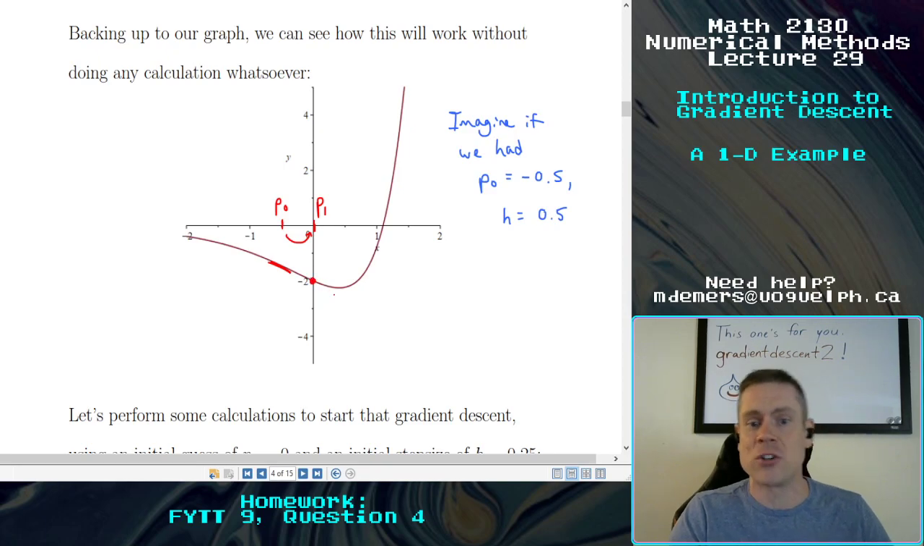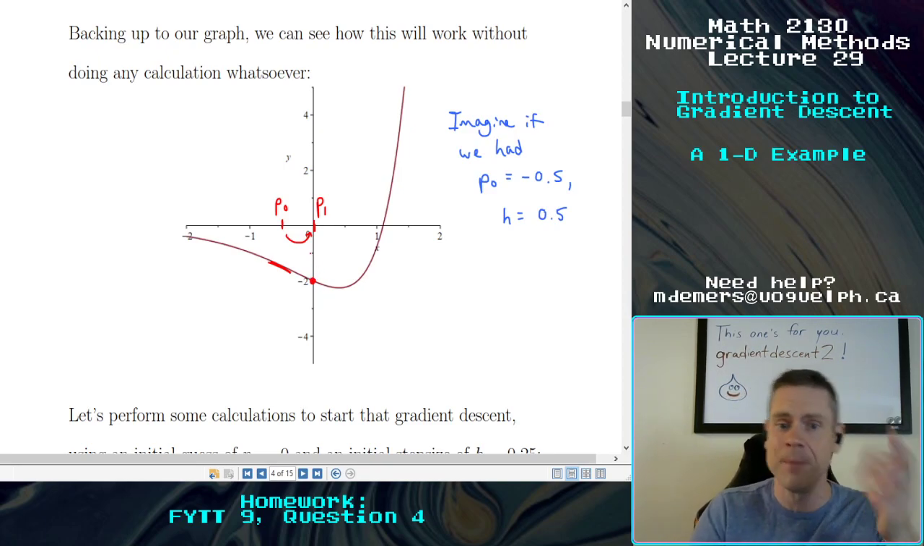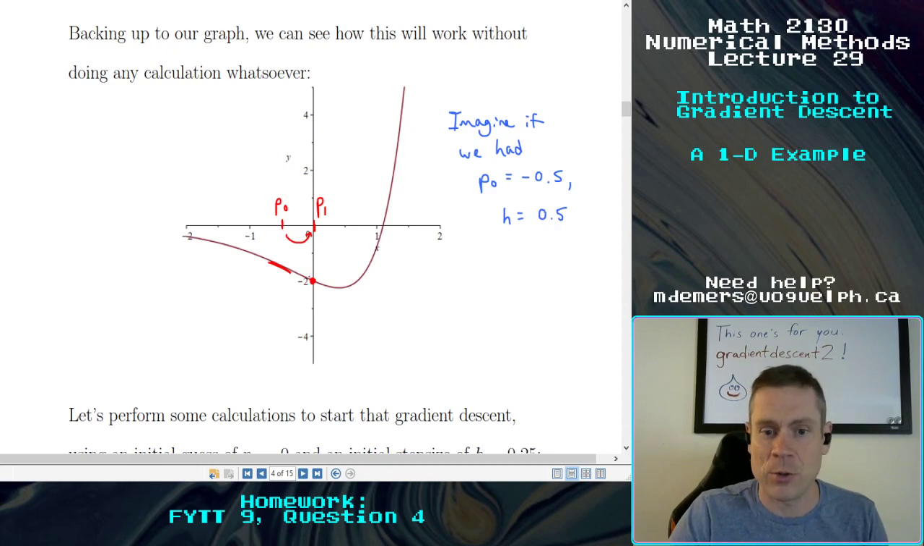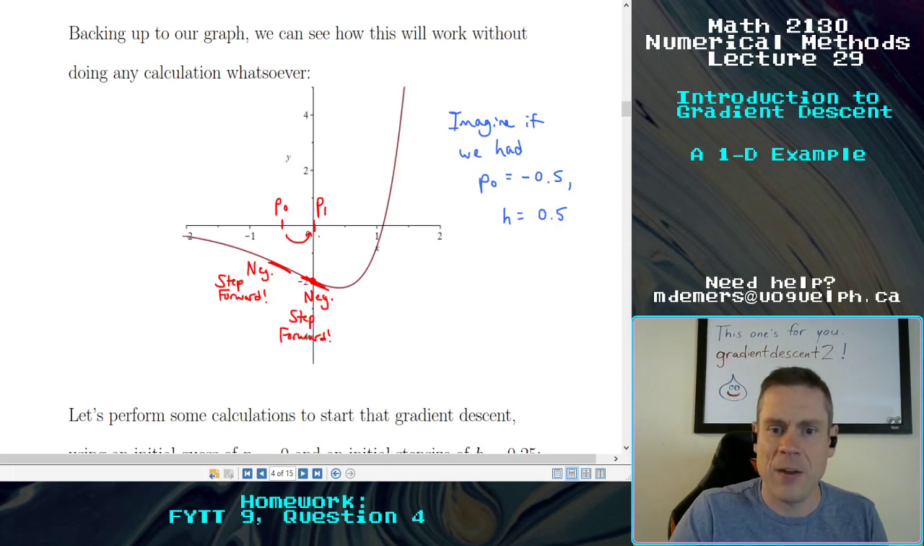I can see that the function's lower there, so we did something good, and I would evaluate the derivative here as well. I see it's still negative, so I'm going to say negative, step forward. Here it's negative, so we would step forward. And if we step forward again, we get here, because we're going up by 0.5, so this would be our p2. And if I evaluate there, it looks like it's very slightly negative, or very slightly positive, mixing it up, this is positive. So we'd step backward.